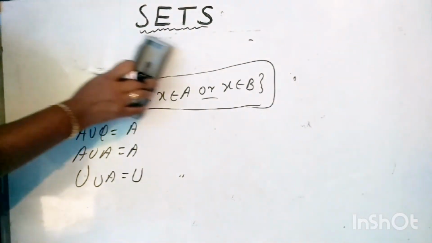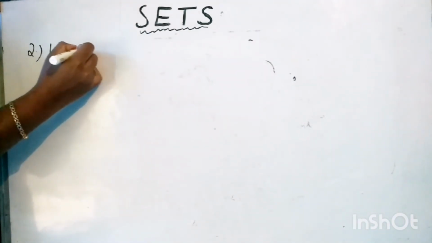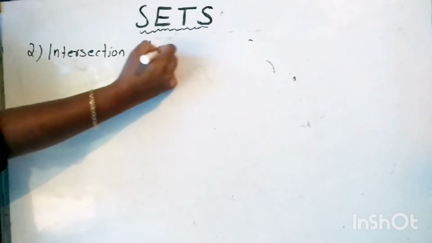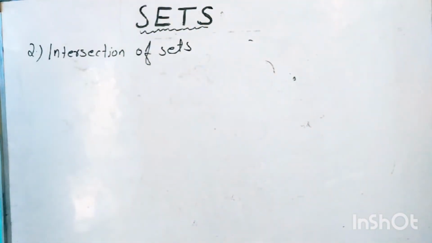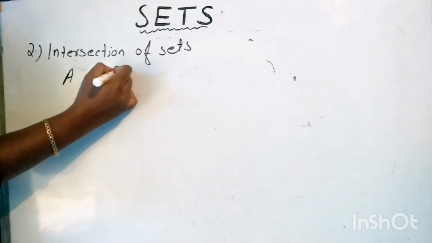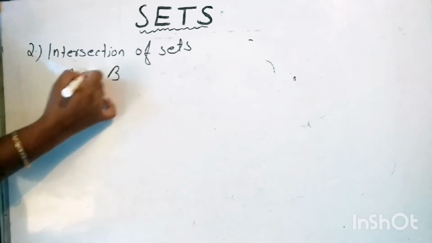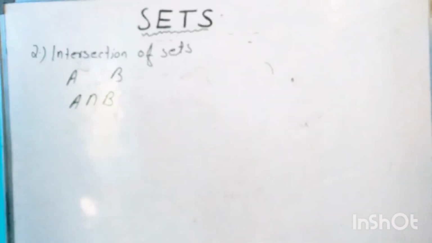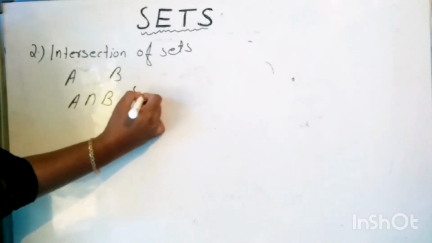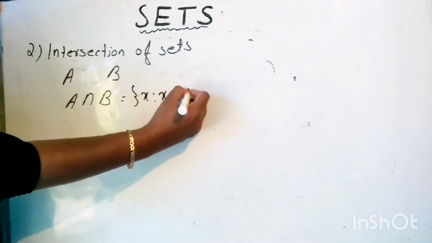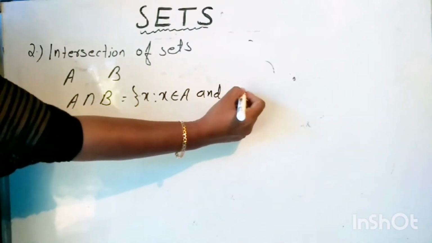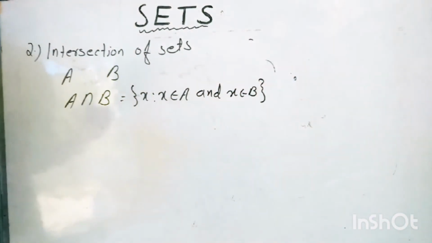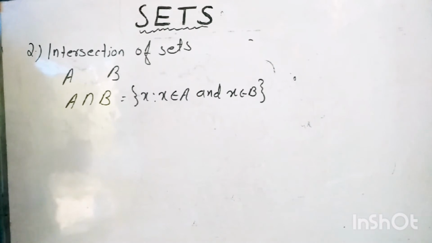Now the second operation is intersection of sets. Suppose you have two sets A and B. The intersection of sets A and B is denoted by A intersection B, and this is equal to the set of all x such that x belongs to A and x belongs to B. Here we are using AND for intersection.